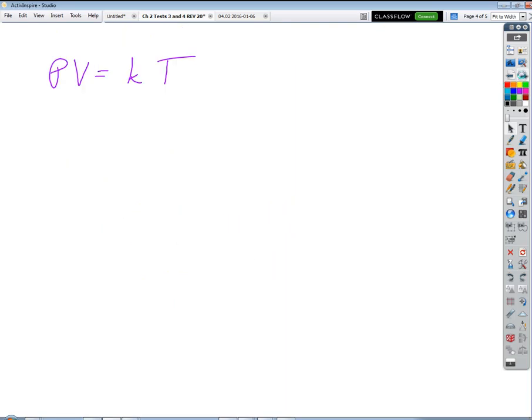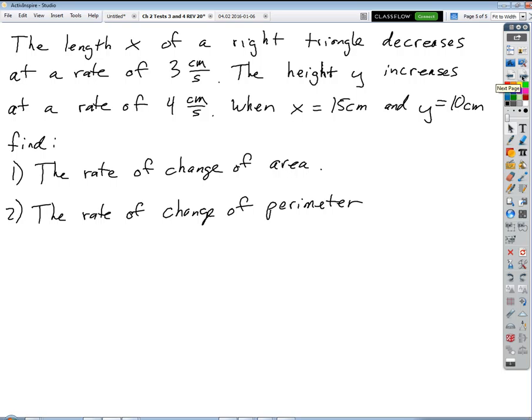So what about this? Okay, now we've got a right triangle. The width of the right triangle decreases at a rate of 3 centimeters per second. The height y increases at a rate of 4 centimeters per second. When x is 15 centimeters and y is 10 centimeters, find the rate of change of the area. We'll just do that one. If we have time, we'll do the other one, perimeter.